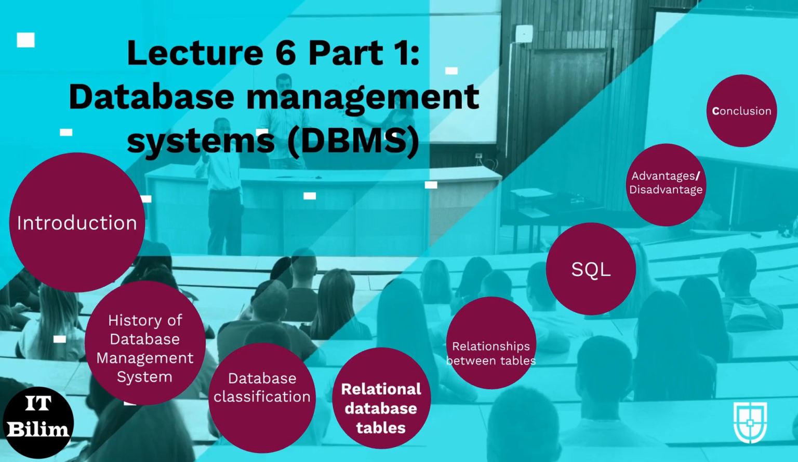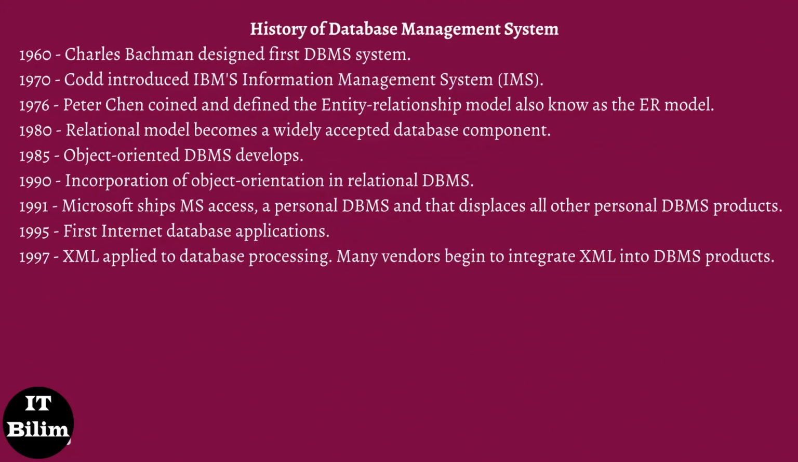History of database management system. Here are the important landmarks from the history. 1960, Charles Bachman designed the first DBMS system. 1970, Codd introduced IBM's Information Management System, IMS. 1976, Peter Chen coined and defined the Entity Relationship Model, also known as the ER model. 1980, the Relational Model becomes a widely accepted database component. 1985, Object-Oriented DBMS develops. 1990, incorporation of Object Orientation in Relational DBMS.